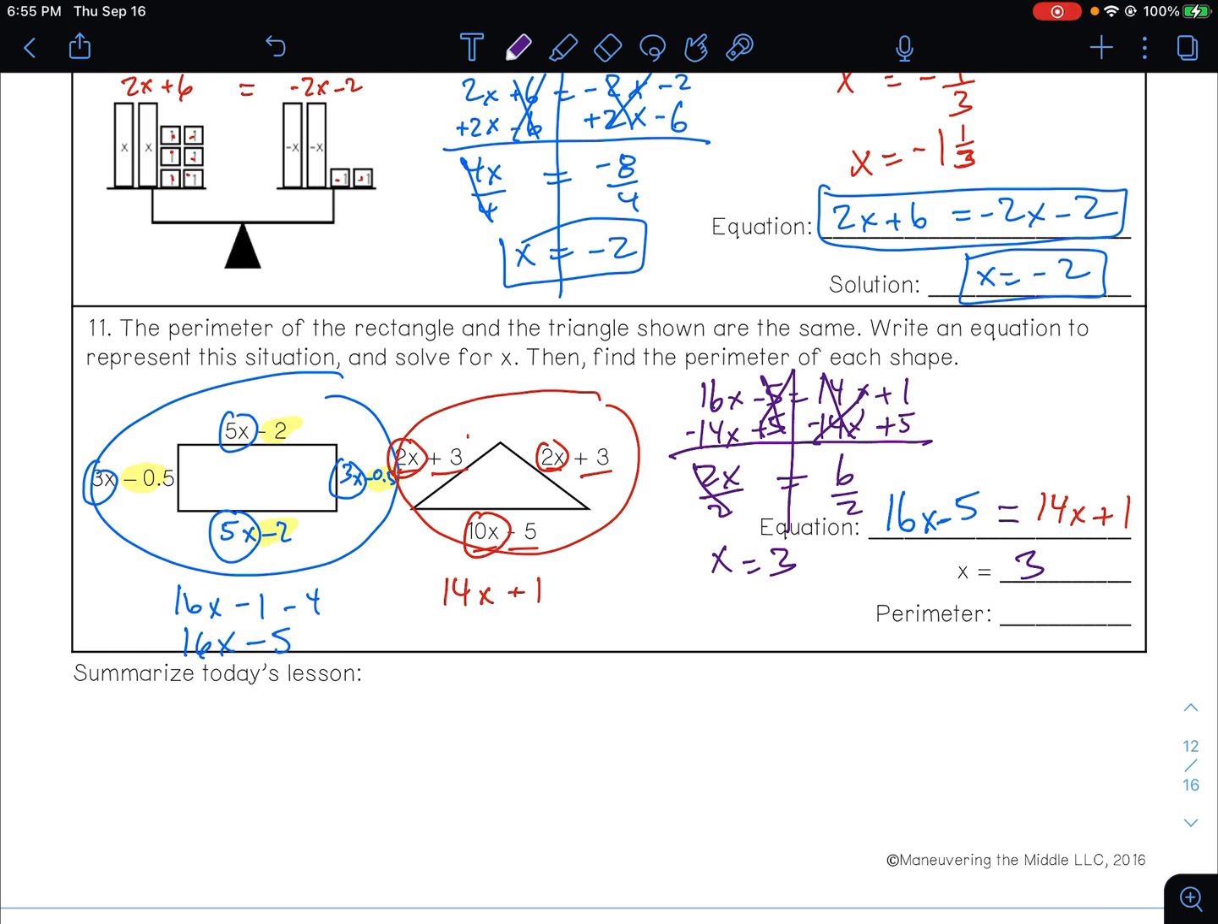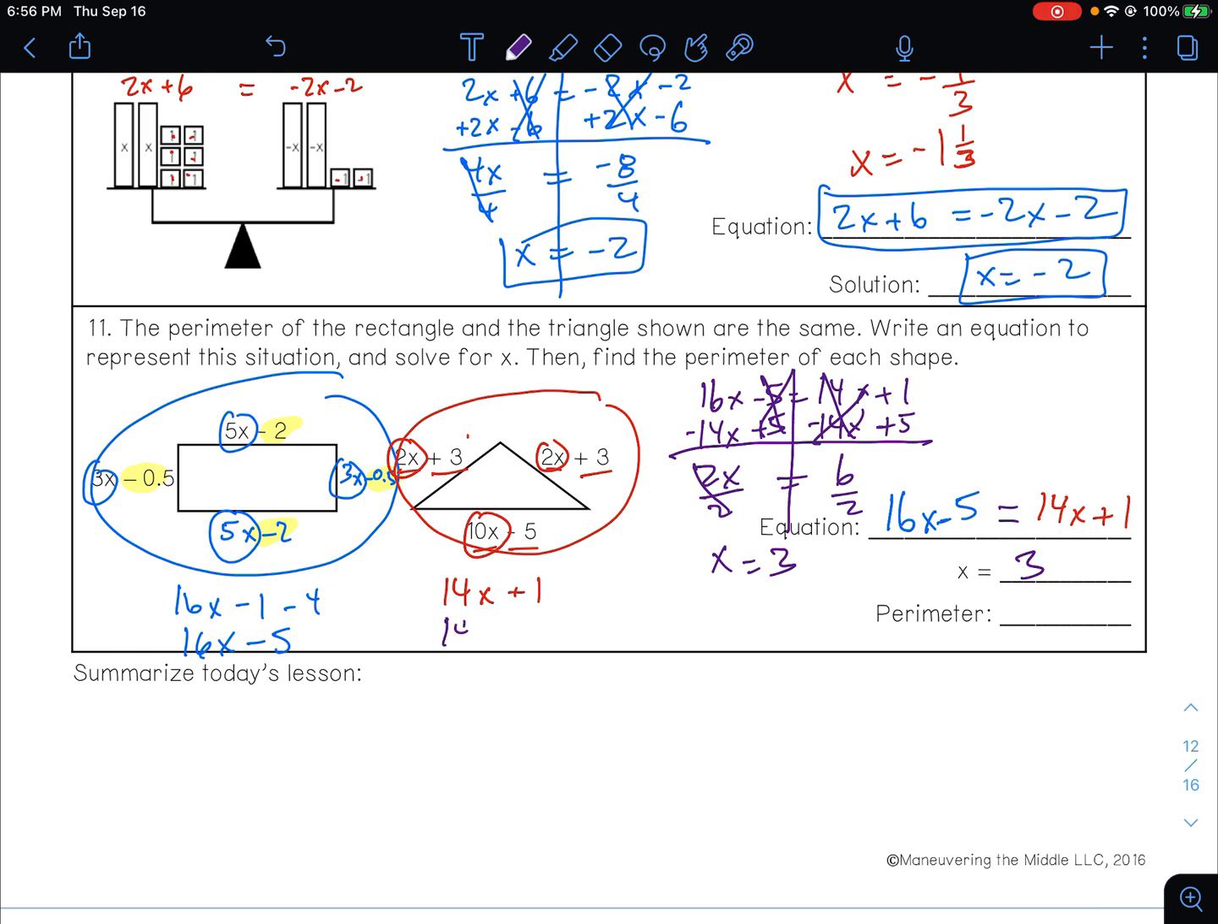Now the perimeter. How do I find the perimeter? Well, if I know what x is, I can basically plug x into this. I could plug it into that, or I can just say, well, I've added all of this up. This is the perimeter of the triangle. This is the perimeter of the rectangle. They're both the same. So whether I plug it into 16x minus 5 or 14x plus 1, it should yield the same answer. So I'm going to do 14x plus 1.